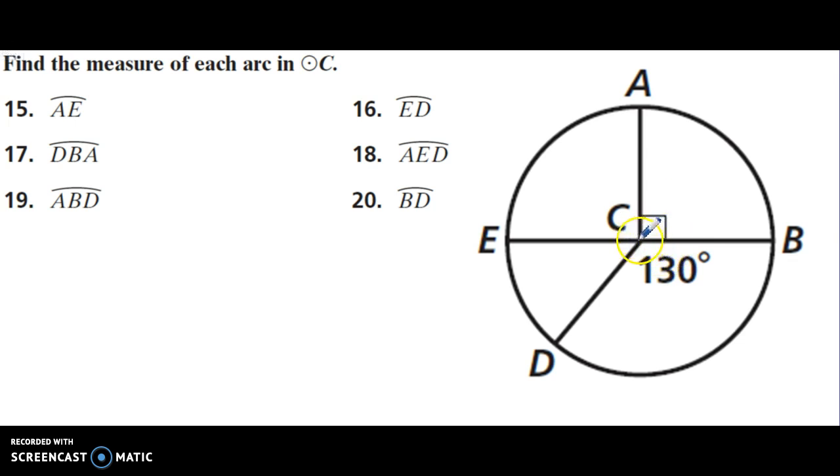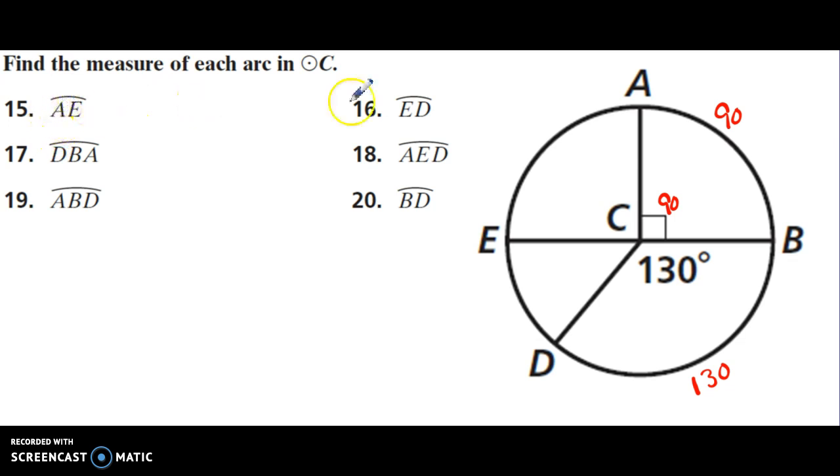I have circle C here. This is the notation for circle, and it's labeled by its center. What does this mean here? This means 90 degrees. So if this inscribed angle is 90, then this arc is 90. If this inscribed angle is 130, then this arc is 130.